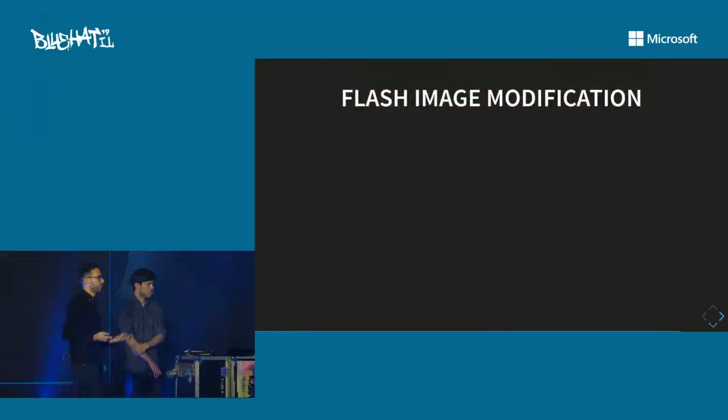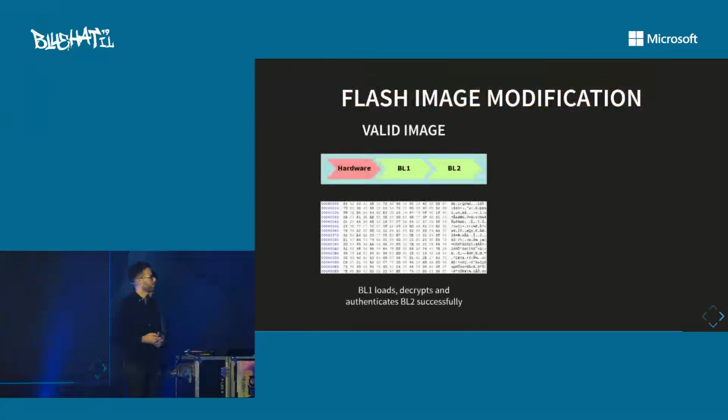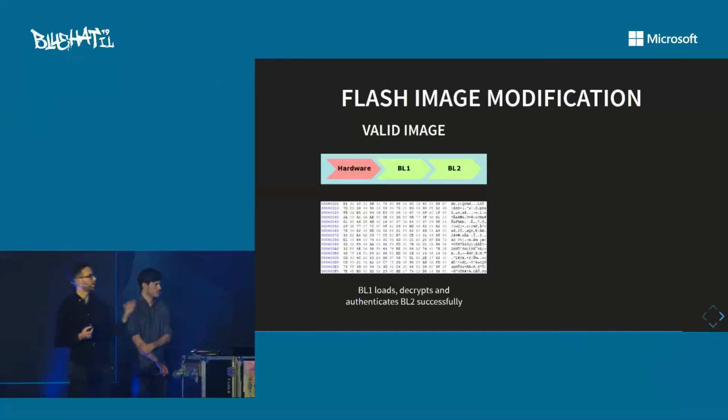So what we did in order to make this attack is that we first programmed a secure boot implementation. Basically what is happening here is the device gets reset, some hardware gets initialized, then BL1 is executed, and BL1 is loading, decrypting, and then authenticating BL2. The binary data that you see there is a copy of the BL2. As you can see, it's completely encrypted due to the high entropy.